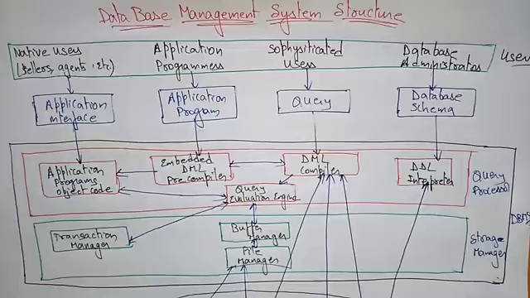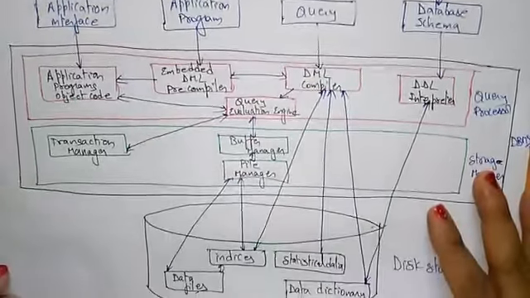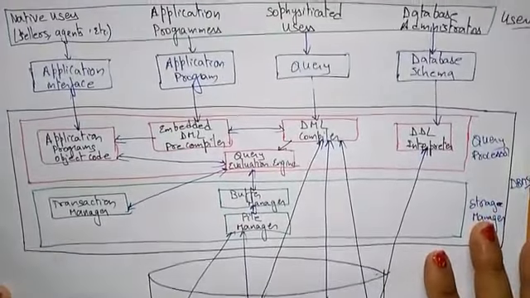Hi students, let us continue with the database management system architecture. In the previous video I explained the DBMS architecture. I had given the example of 1-tier, 2-tier and 3-tier architectures. And now let us see the structure of the database management system. So this is the complete structure of the database management system.